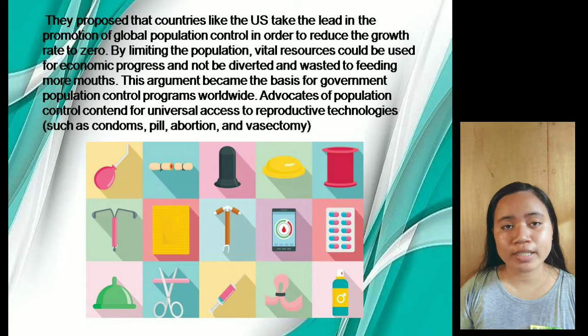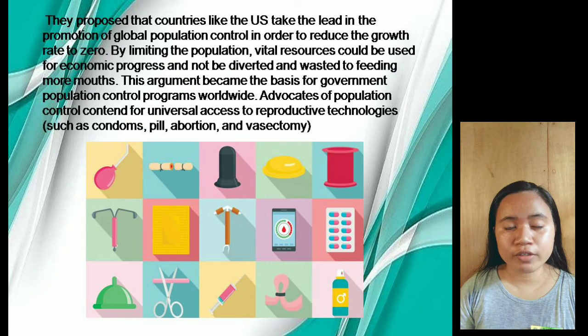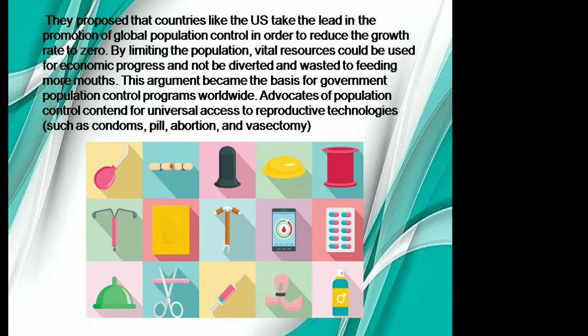They proposed that countries like the US take the lead in the promotion of global population control in order to reduce the growth rate to zero. By limiting the population, vital resources could be used for economic progress and not be diverted and wasted to feeding mouths. So this argument became the basis for government population control programs. Advocates of population control contend for a universal access to reproductive technologies such as condoms, pill, abortion, and vasectomy.